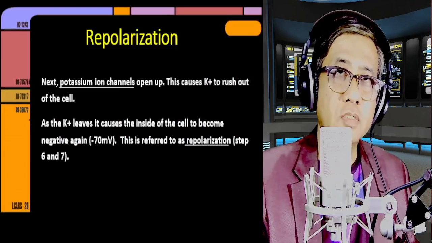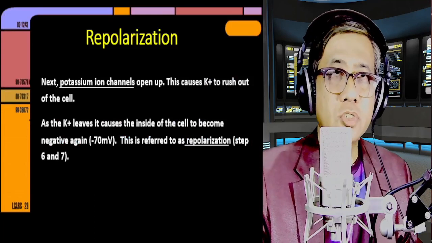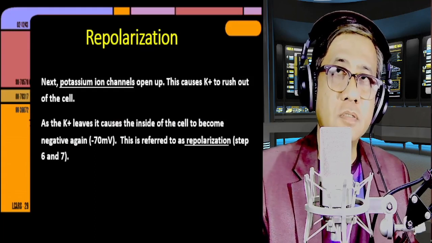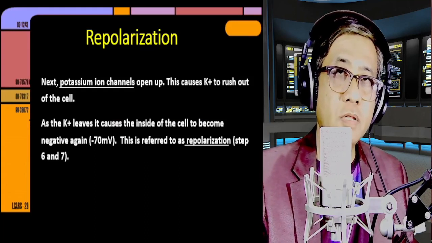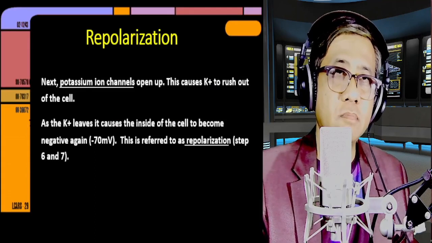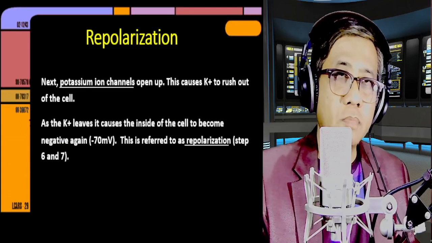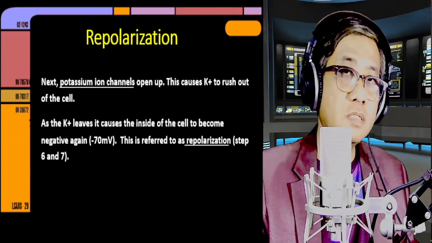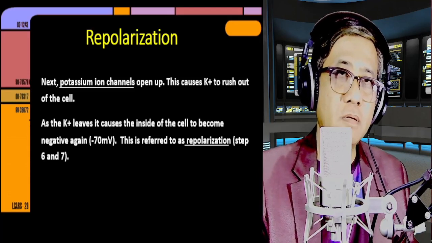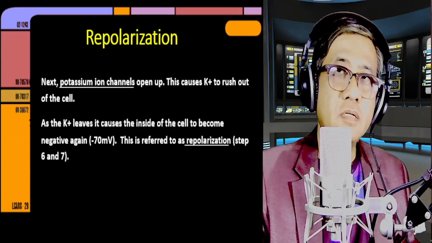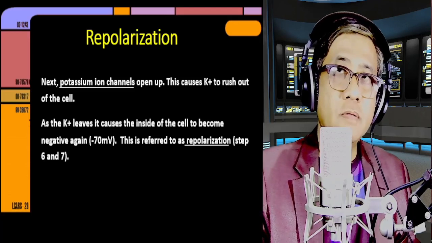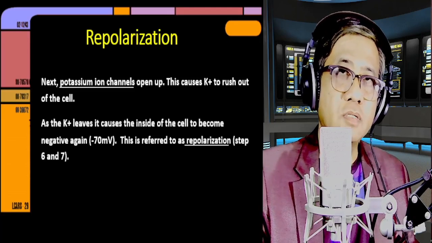Now the next step after depolarization of the membrane will proceed to repolarization. Now what is repolarization? In repolarization, we have the opening of the potassium ion channels. The potassium ion channels open up and this causes the potassium ions to rush outside of the cell. As the potassium ions leave, it causes the inside of the cell to become negative again, about negative 70 millivolts. And this is referred to as repolarization. So again, we go back to the resting membrane potential state.